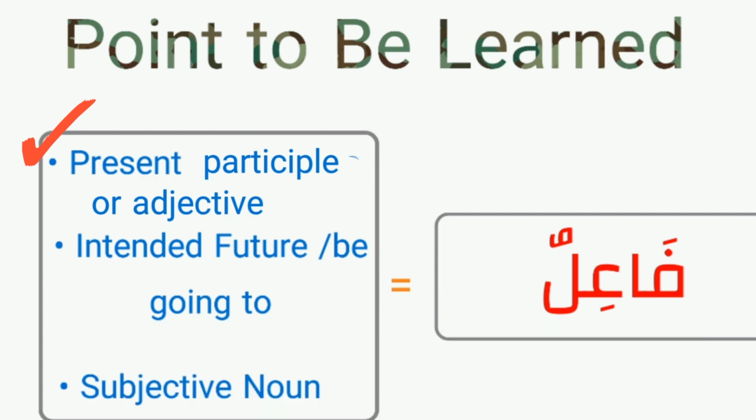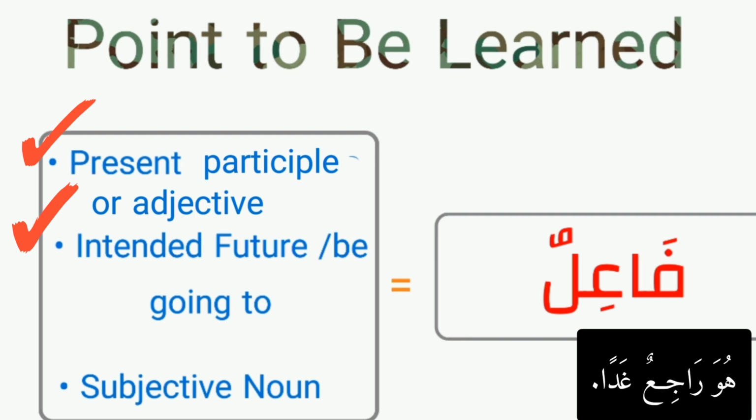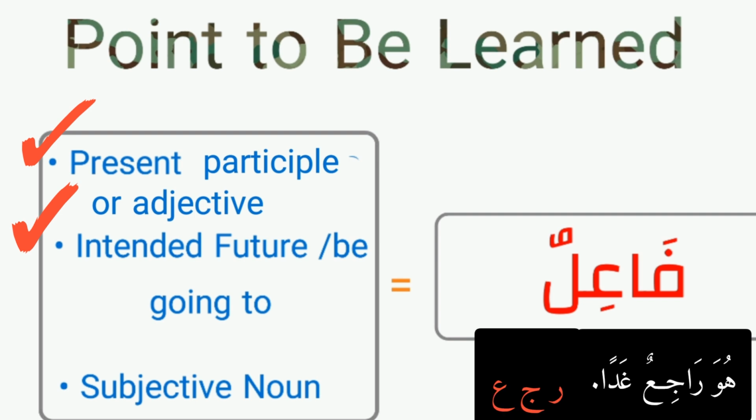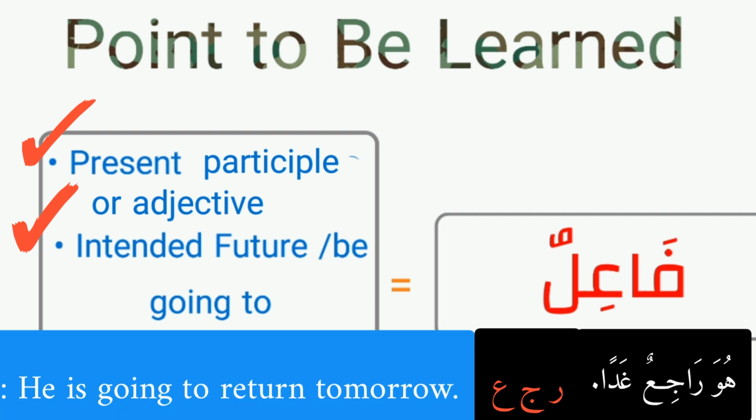Similarly, this pattern also represents the intended future, called the be going to pattern in English grammar. For example, هو راجع غدا, made from the root راء جيم عين, meaning, he is going to return tomorrow.